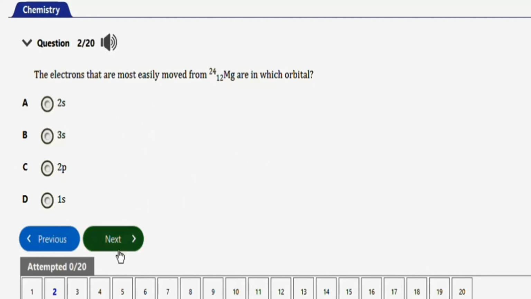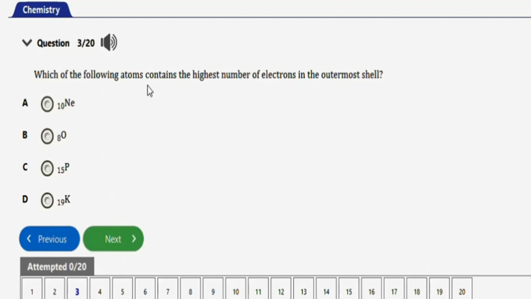Next question says, which of the following atoms contains the highest number of electrons in the atom's shell? It will be the neon atom. Potassium is in group 1, so it has 1 electron in the outer shell. Phosphorus has 5, oxygen has 6, and neon has 8 in the outer shell. So the right option is option A.